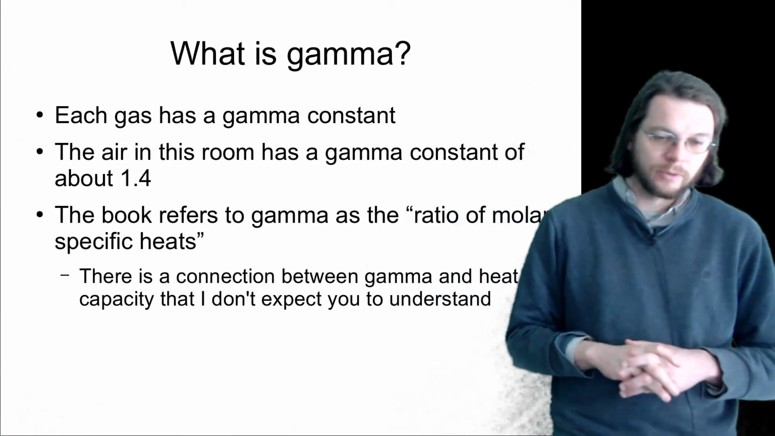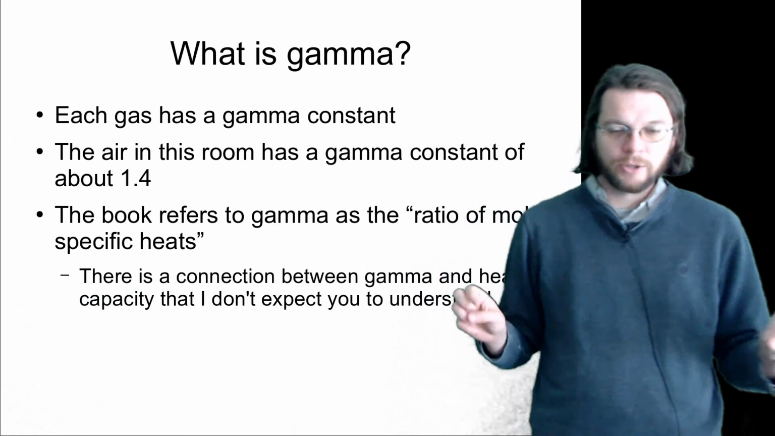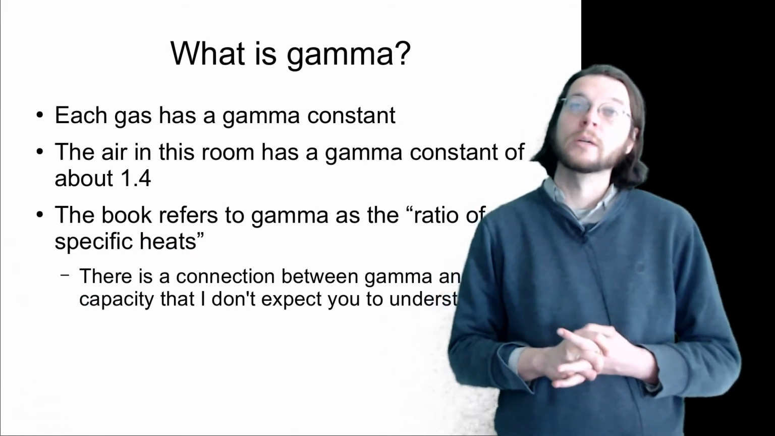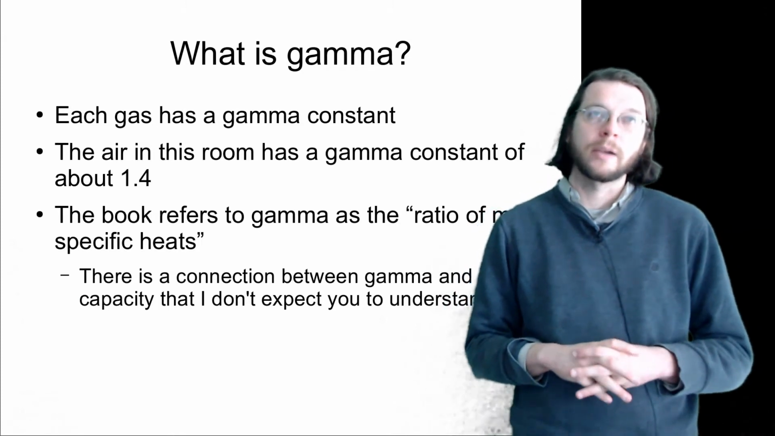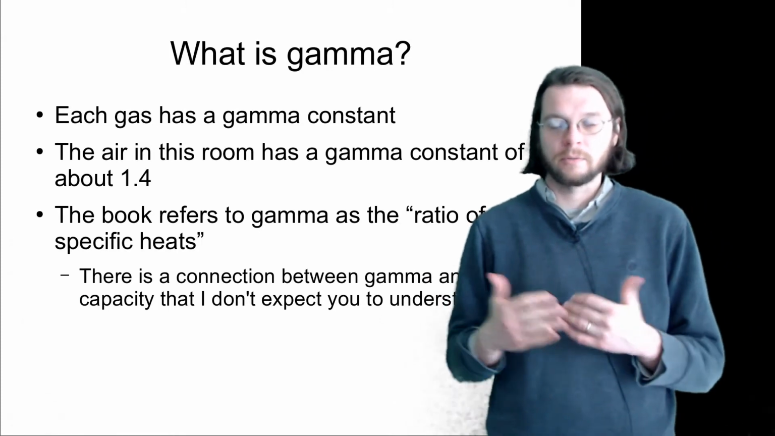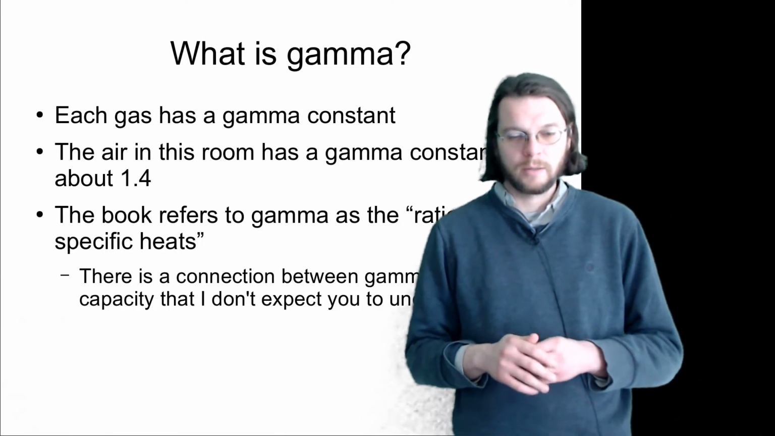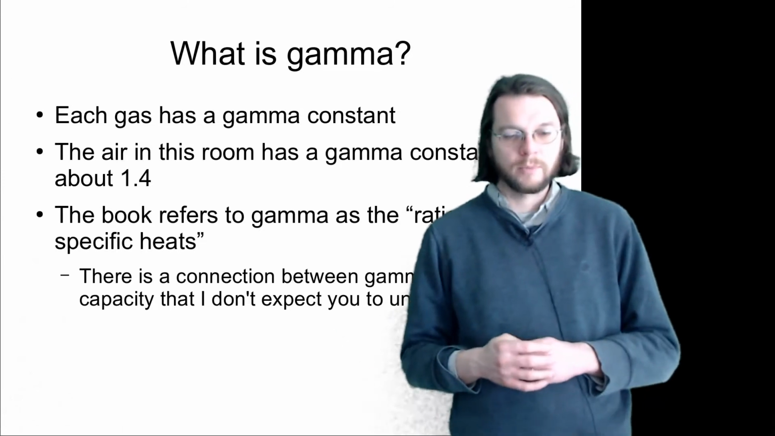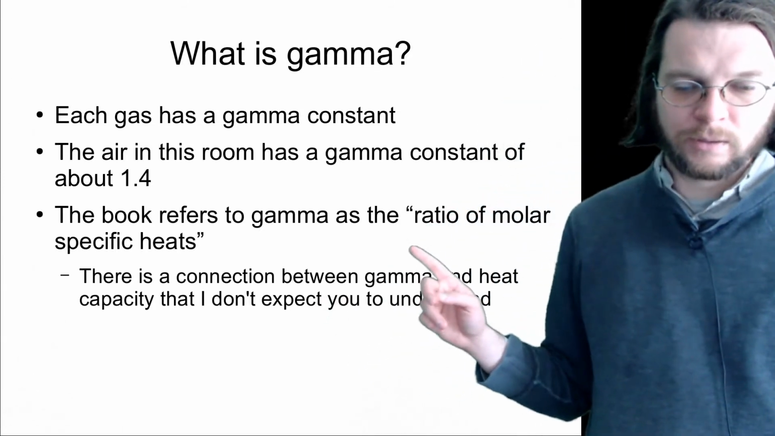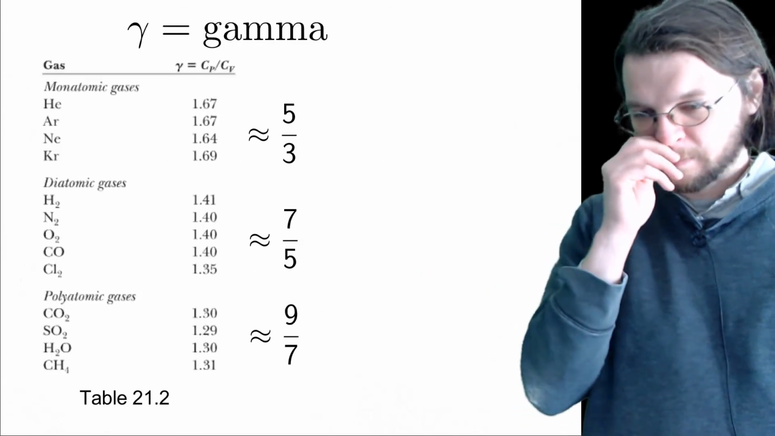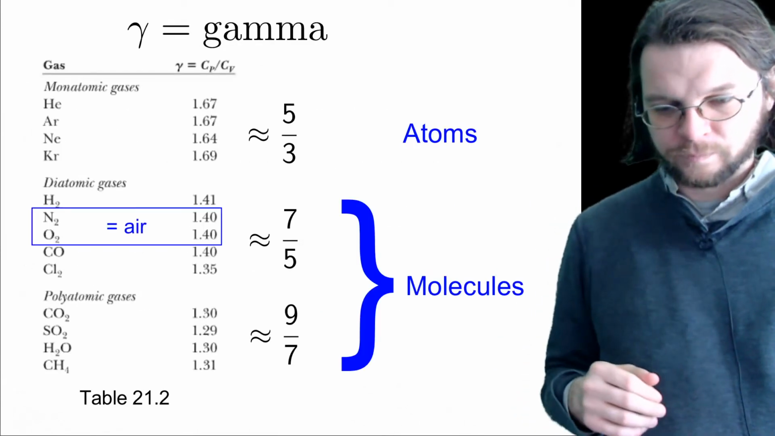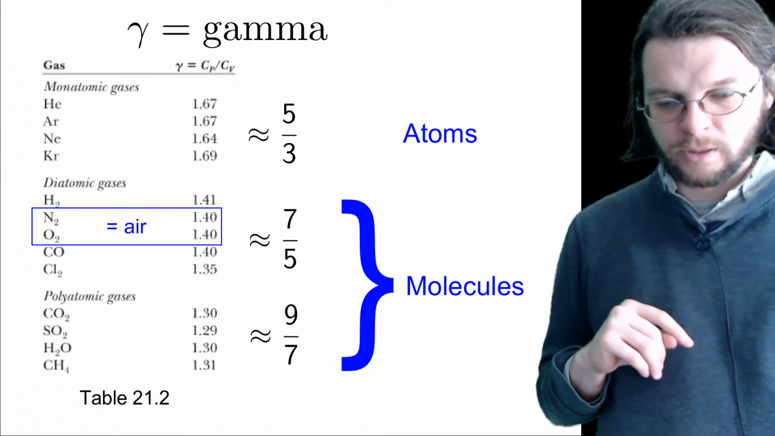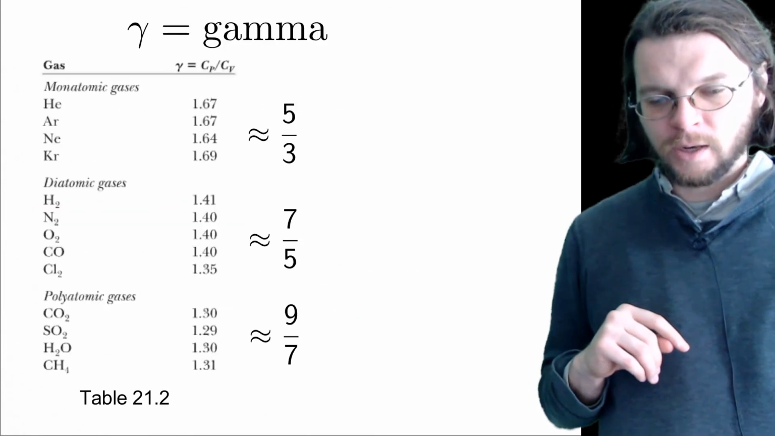The book refers to gamma as the ratio of molar specific heats, because it happens to have something to do with how much things rise in temperature based on their energy and based on whether you're doing things at constant volume or constant pressure. So that's how the book defines this as the ratio of molar specific heats. I prefer to call it the resistance to compression for some reasons that I'll talk about in just a second. But this is the table from the book.